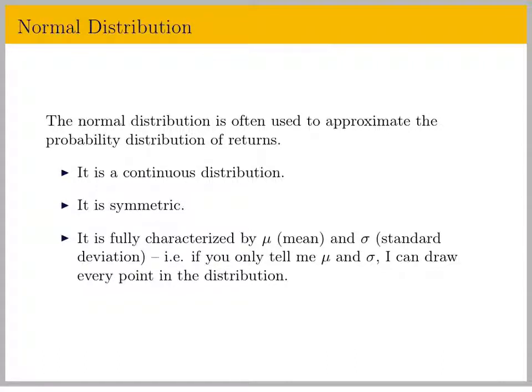Finally, what's really convenient about the normal distribution is that it's fully characterized by two parameters, the mean and the standard deviation, or the variance, whichever one you want to deal with. So what does that mean, that it's fully characterized? It means if you tell me that I am dealing with a normal distribution and you give me the mean and the standard deviation, I can plot every point on the distribution. I don't need any more information than that. And so that information suffices, or those parameters are sufficient to parameterize the whole distribution.